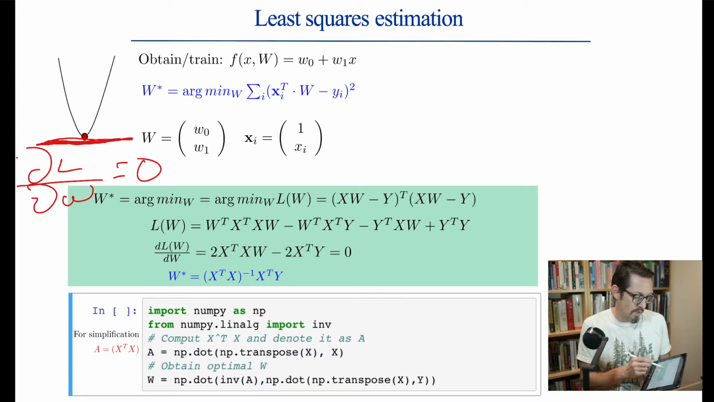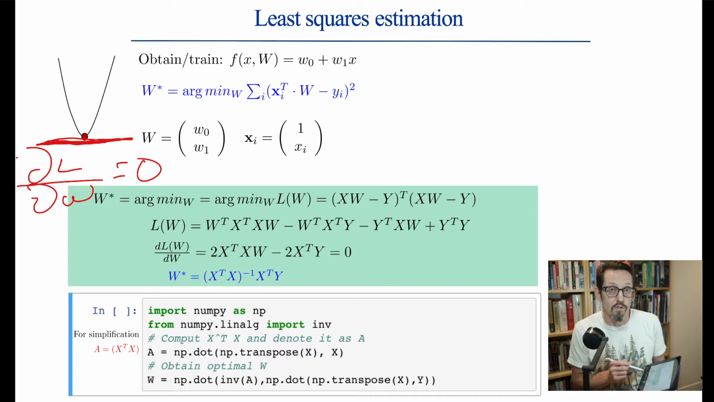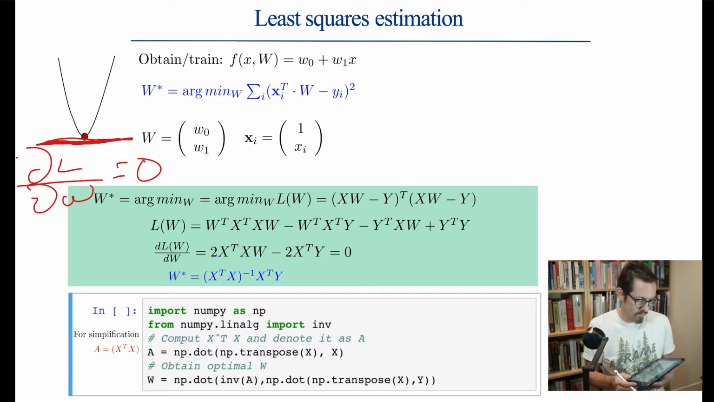And when you've got it down to here, then this is just going to be rearranged to find this form, which is the closed form solution. All right, so that's where we got to.